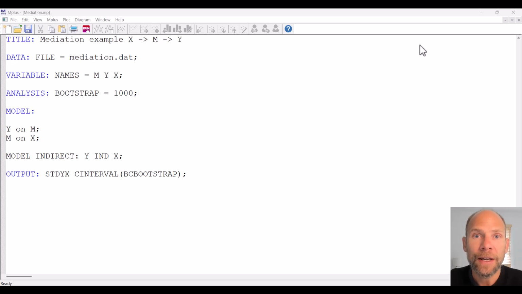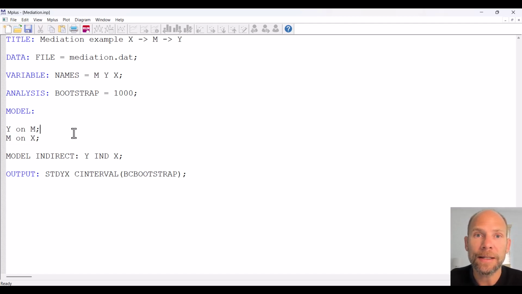You can see I have an Mplus syntax file open here for a simple mediation example for three variables, x, m, and y. X here is my exogenous variable, and I'm assuming that x predicts the mediator variable m, which in turn then predicts the outcome variable y. And so you can see that those three variables are in my names list, m, y, and x in this order, and that I specified my mediation model here in the model statement. Y on m means y is regressed on the mediator m, and then m on x means m is regressed on the exogenous variable x.